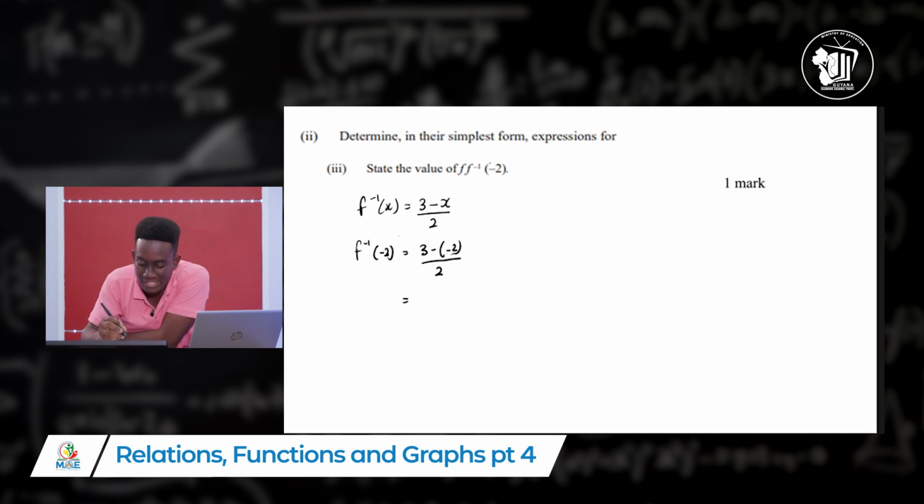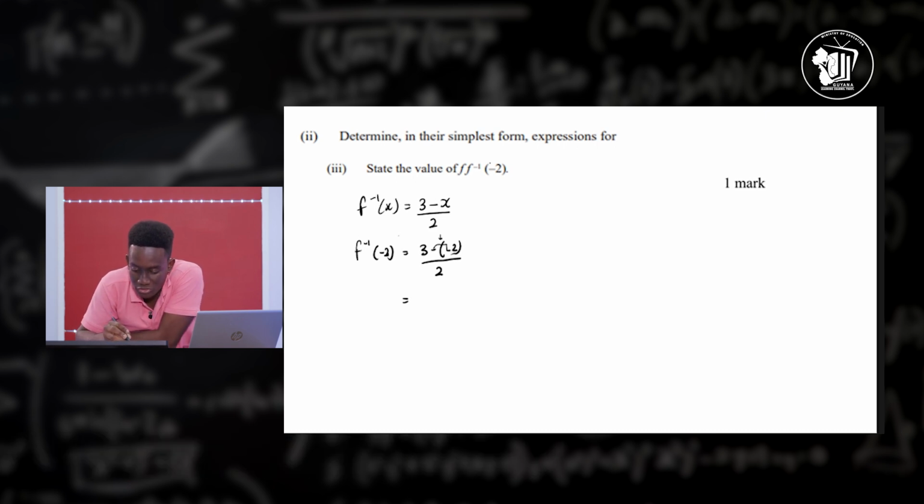Hence, this will be equal to 3 subtract negative 2. So these two negatives will be turned into a positive. So this is equal to 3 subtract negative 2, which will be the same as 3 plus 2, equal to 5 over 2. So f inverse of negative 2 is equal to that. So now that we have f inverse of negative 2 being this, now we can take this here and put it inside the function f.